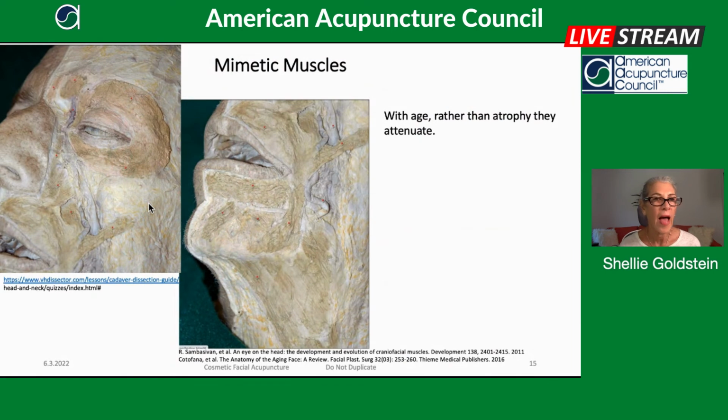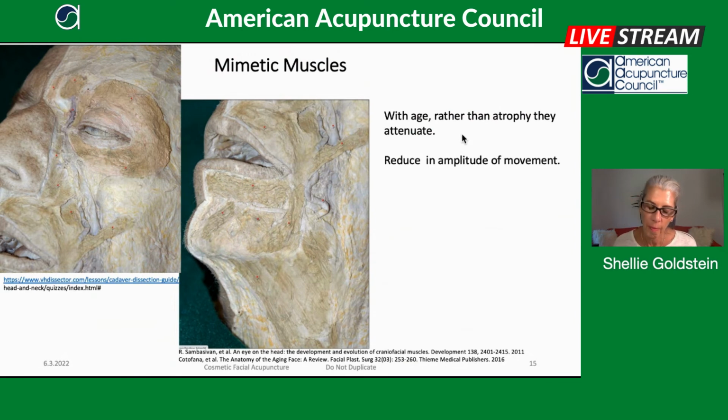They're very flat. You can see them in this cadaver. Here's a mimetic muscle right here. There's one around the eyes. There's one here in the cheek area. Here's one right here, and then around the mouth, and then the platysma muscle along the neck. And with age, rather than atrophy, they attenuate.